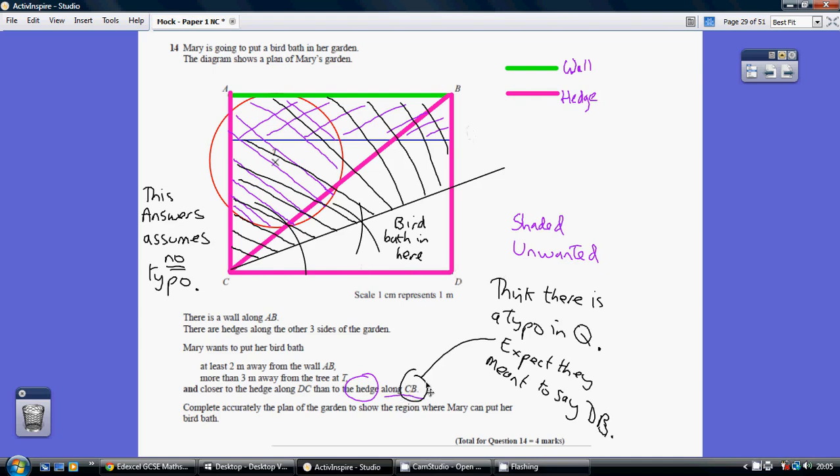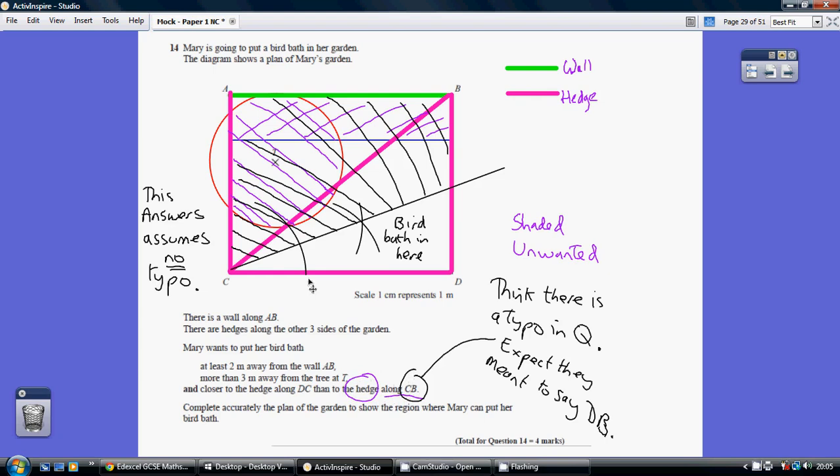The way they've actually worded it is suggesting there's a hedge along the diagonal here, a hedge along CB. Now, for the purposes of this answer, I'm assuming we stick to this wording of the question. But for the purpose of when I marked the paper, I was lenient. I allowed you to do it both ways.